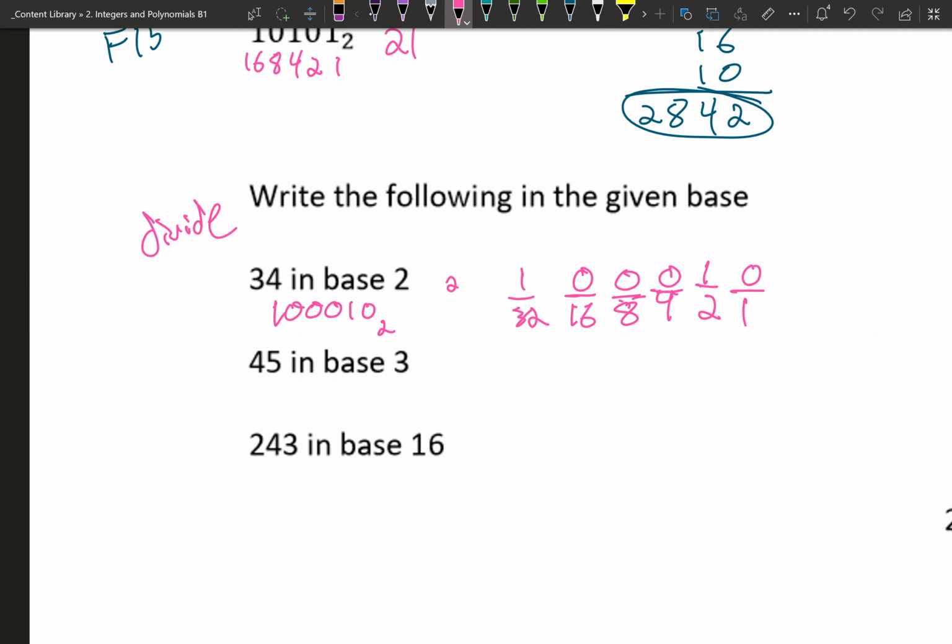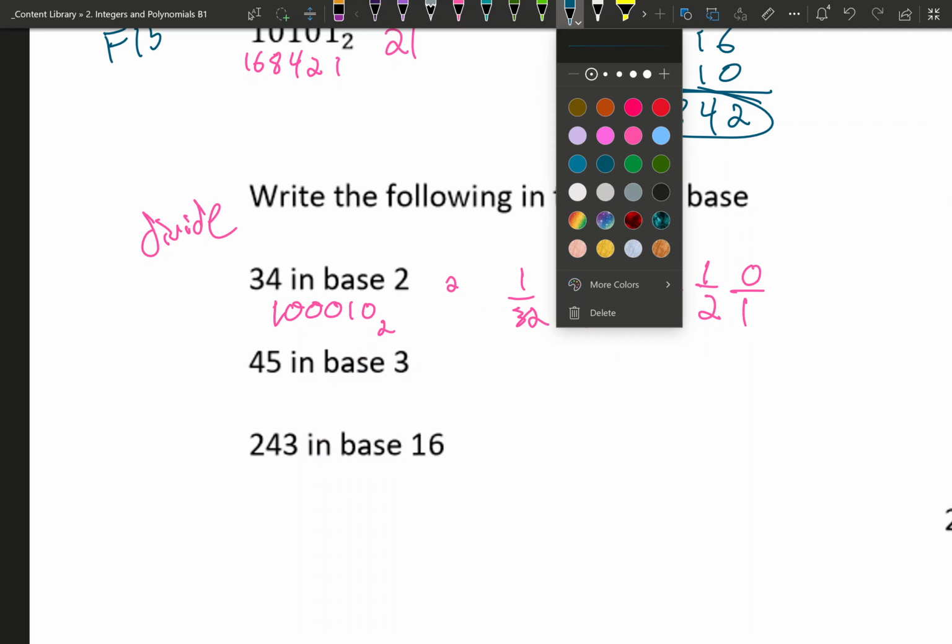Sorry, that is a sloppy one. I'm trying the best I can with the pen not quite cooperating.